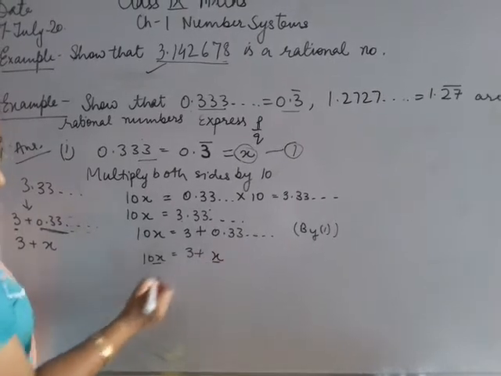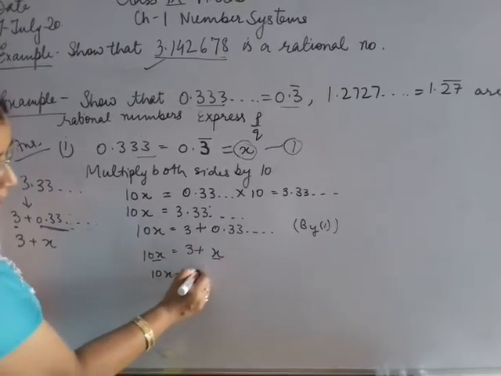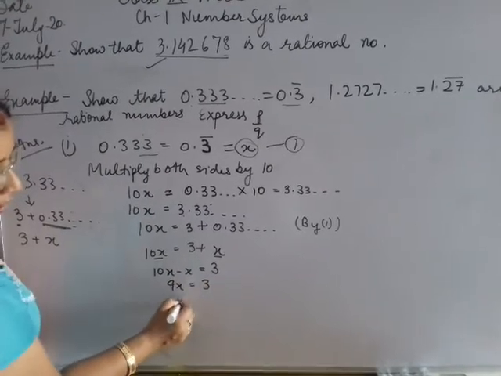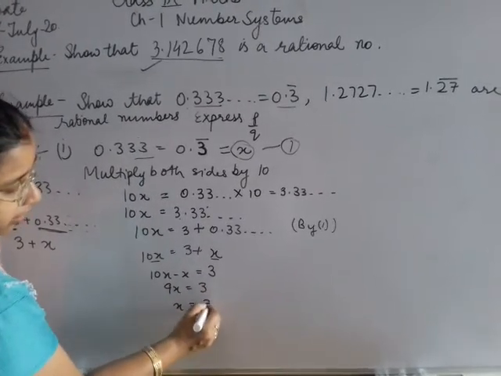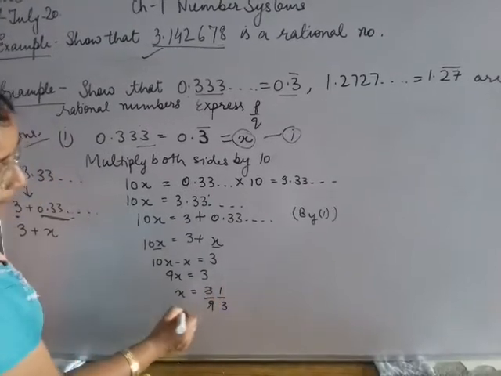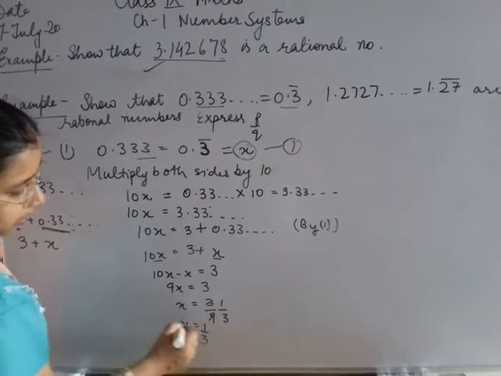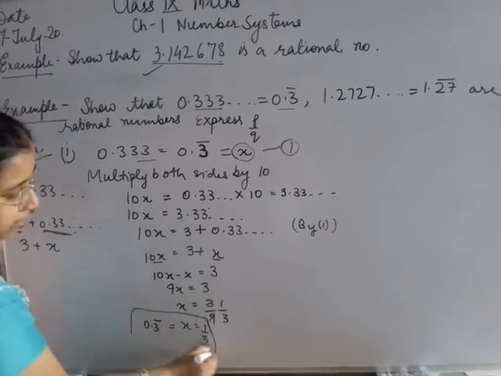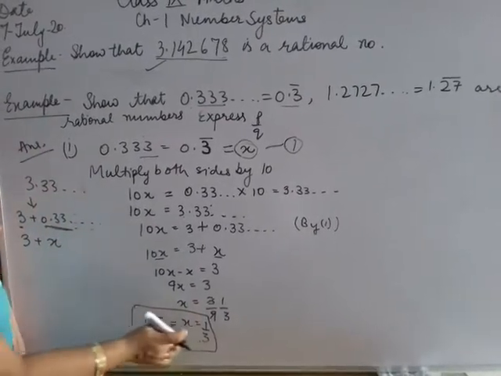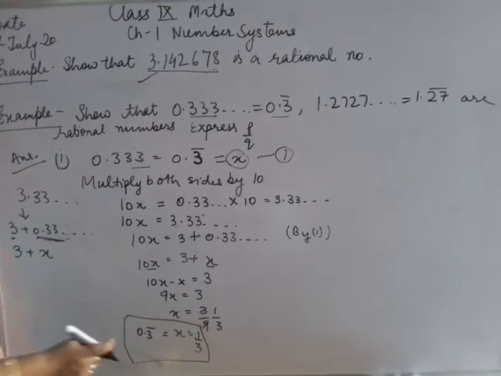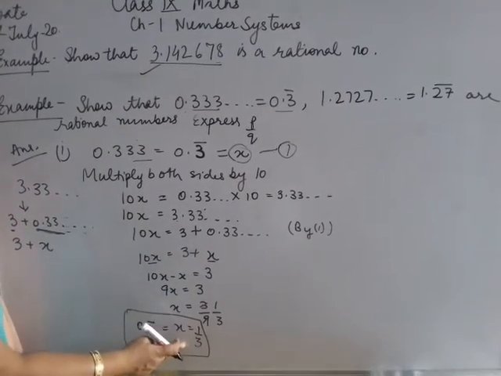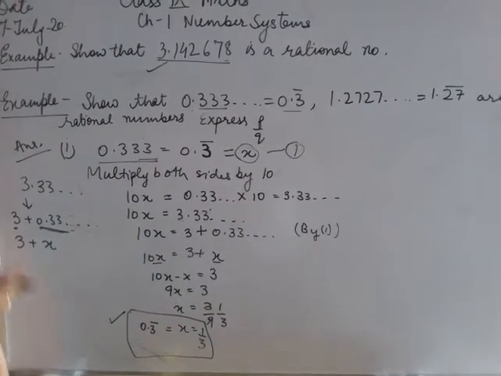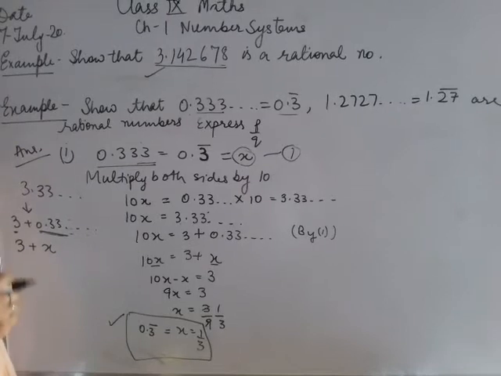Now 10x minus x is equal to 3. 9x is equal to 3, or x is equal to 3 by 9, that is 1 upon 3. So x is equal to 1 upon 3. Now what is x? 0.3 bar. So we have expressed 0.3 bar as 1 upon 3. You can verify this also. If you divide 1 by 3, you will get this number only. Therefore 0.3 bar is a rational number.